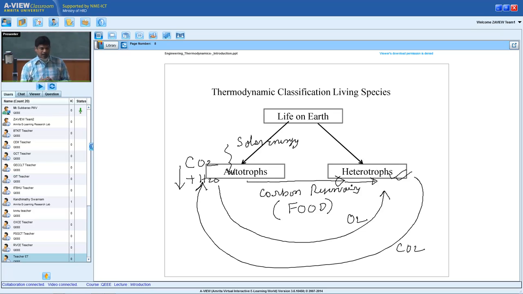In fact, once one of my students asked me a question: why so many living species? Why can't there be one single species? If I have a single species, thermodynamically, there is no connection. You imagine, if there are only autotrophs, nothing else, what will happen? All the CO2 will be consumed one day, and the autotrophs will start decaying. Their growth depends upon how much CO2 they can get, along with the solar energy, of course, which is available.